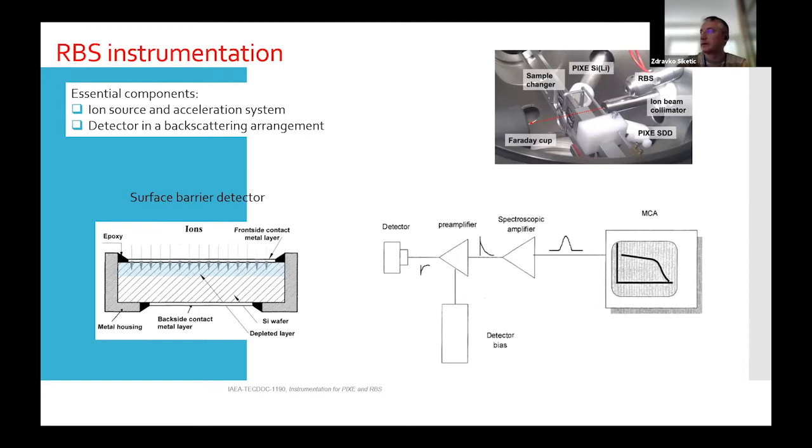So this is how the setup for the RBS experiment looks in our lab. You have the ion beam coming from the accelerator. It hits the sample here, and besides the X-ray detector, we also have a particle detector which detects backscattered particles. It's a simple surface barrier detector, a silicon detector. I will not go into the details of how it works, but the charge produced inside of this detector is proportional to the energy of the detected particle, and that is the basis of how we calculate the energy of the backscattered particle.